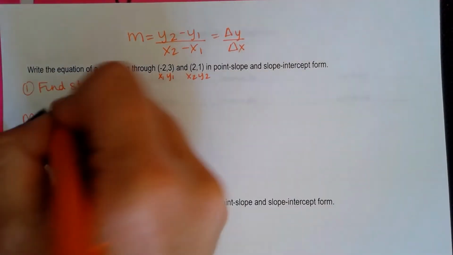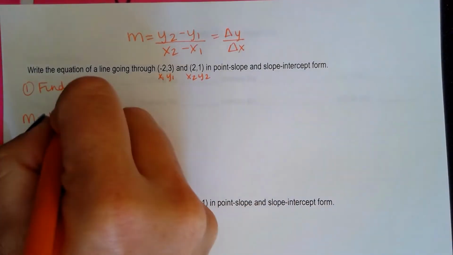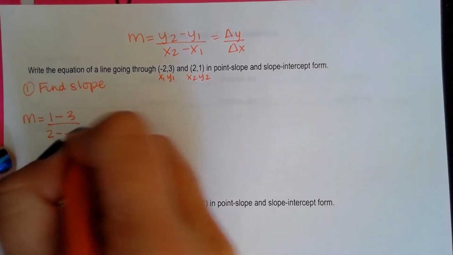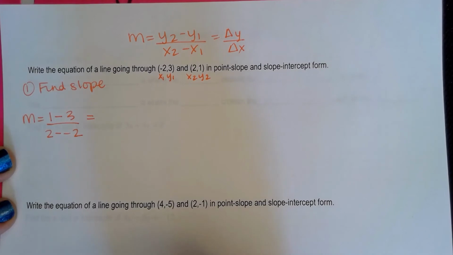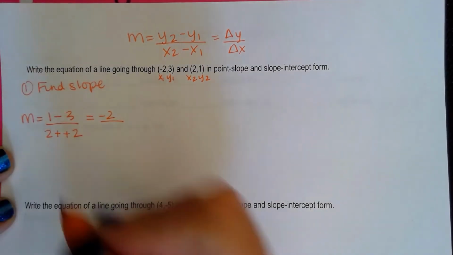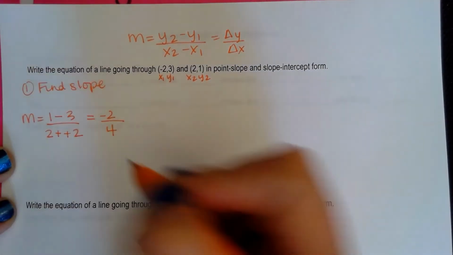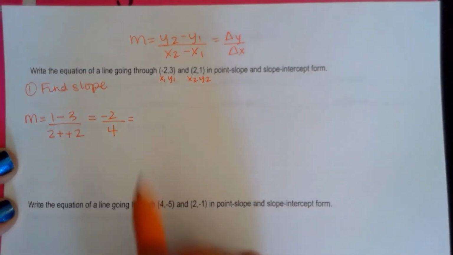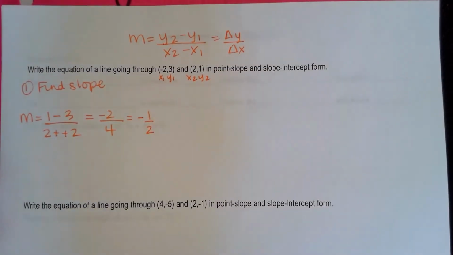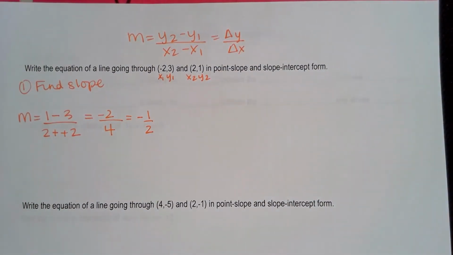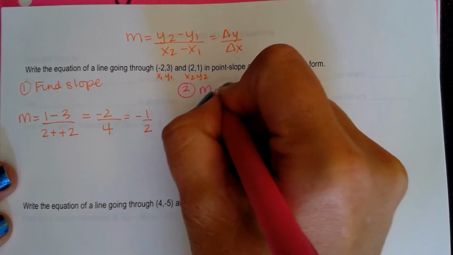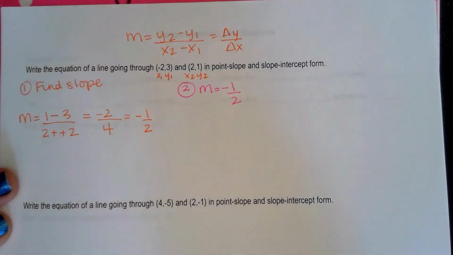So y2 minus y1 over x2 minus x1. 1 minus 3 is -2. 2 minus -2, that's a double negative, so I turn it positive. 2 plus 2 is 4, so my slope, when I reduce that, a negative divided by a positive is a negative, and 2 over 4 is 1/2. Okay. So then step 2, I have my slope is -1/2, and then I just pick one of those points.